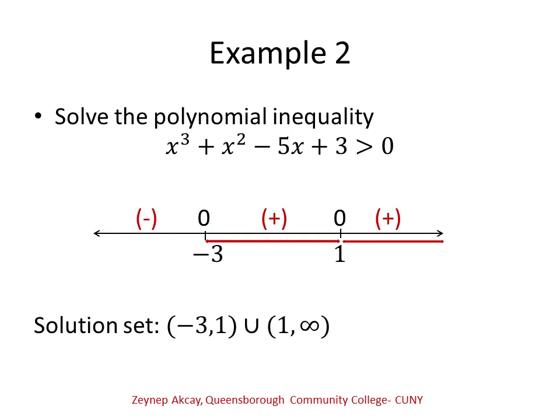In the last step, we choose the intervals that satisfy the inequality. The inequality requires the function to be positive, so we choose the intervals from -3 to 1 and 1 to infinity. Realize that this is a strict inequality, therefore the function has to be greater than 0, it shouldn't be equal to 0. So we don't include the endpoints and we also don't include the point 1. So the solution set will be from -3 to 1 union 1 to infinity.